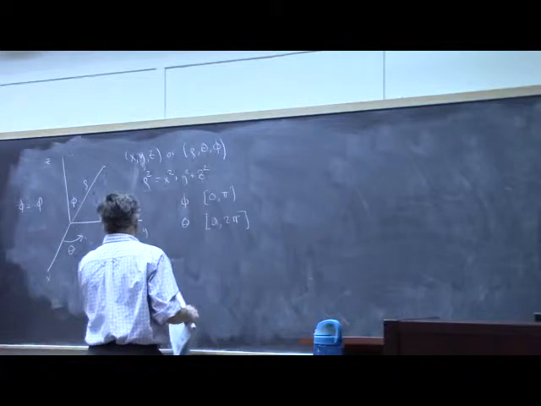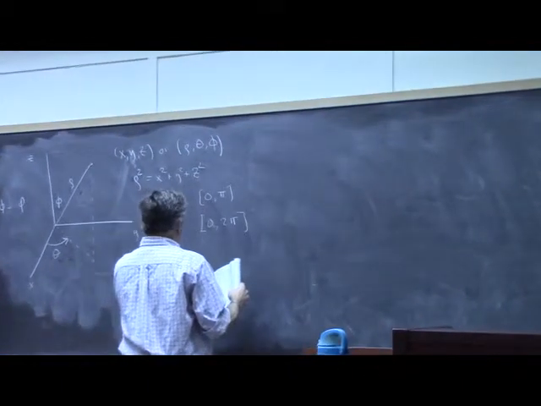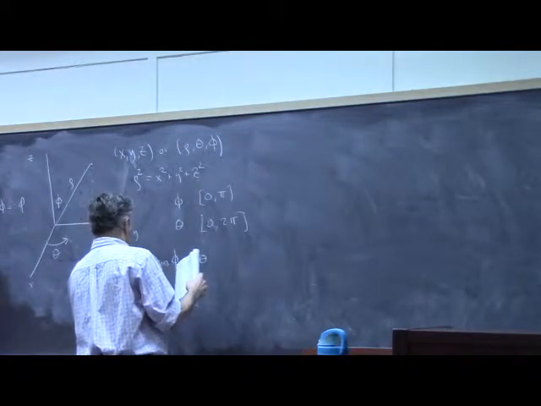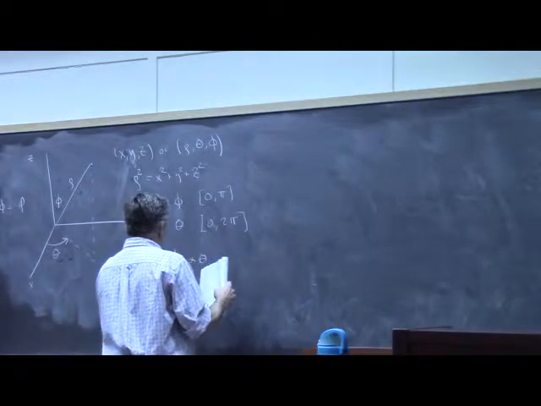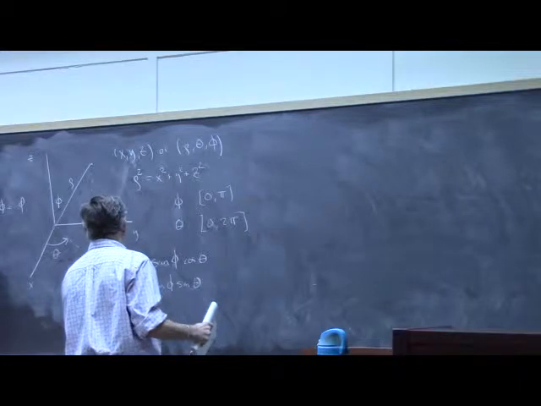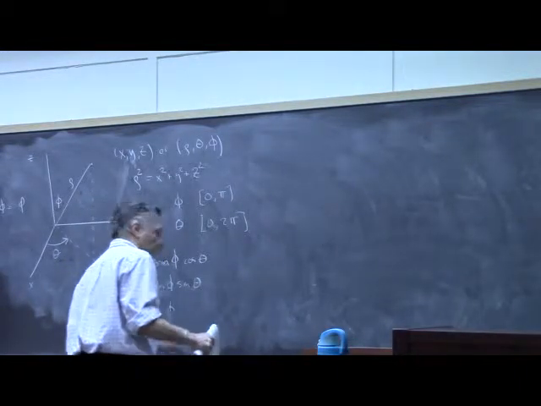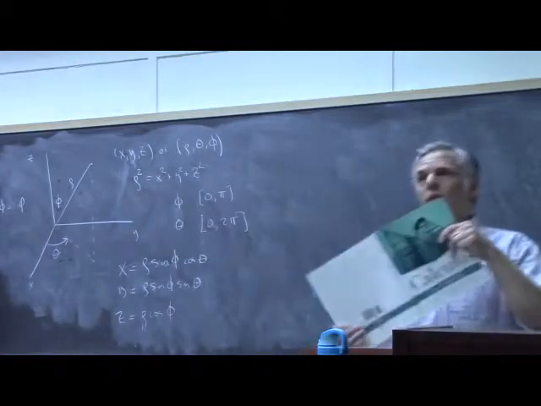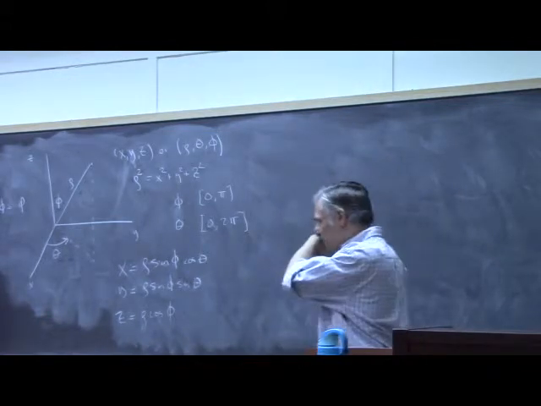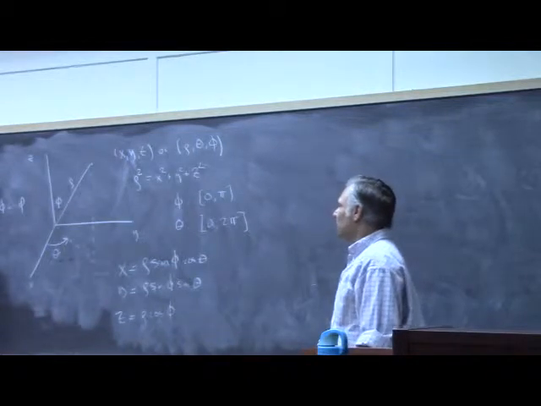So, x is rho sine phi cosine theta, y is rho sine phi sine theta, and z is rho cosine phi. So again, at one point in my life, I had these deeply memorized with theta and phi interchanged, which is why I don't ever trust myself to do it off the top of my head.